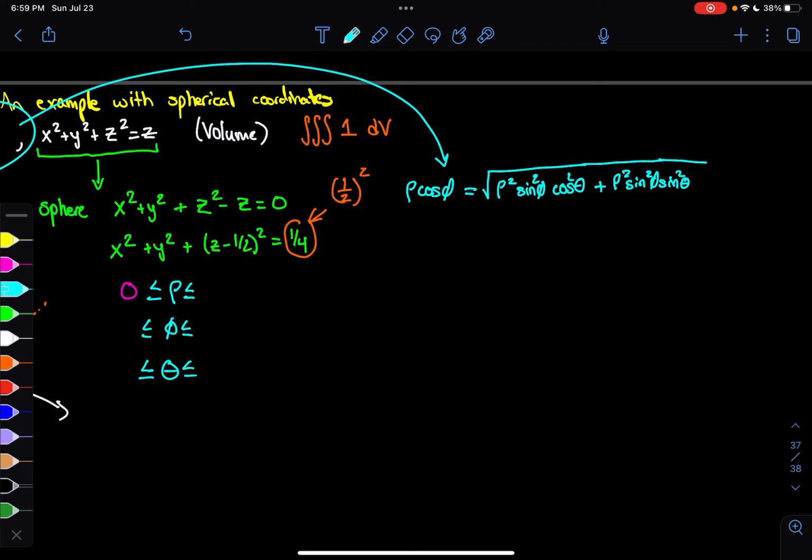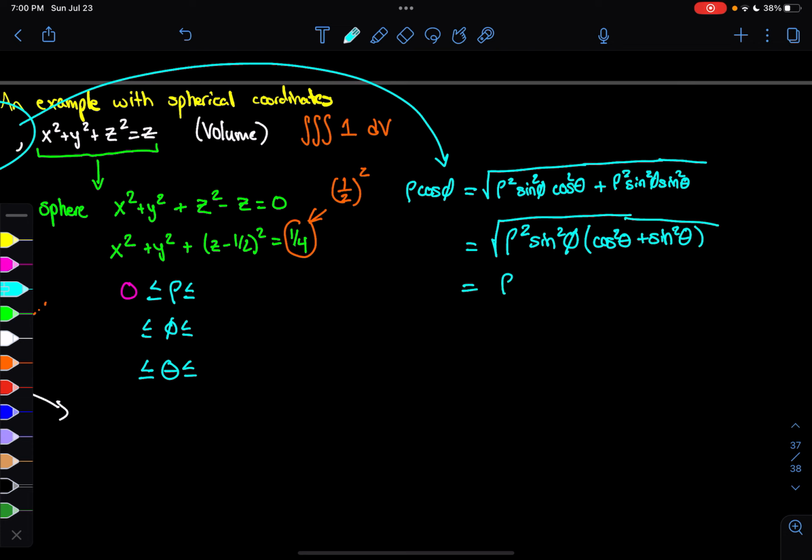Let's see, we can factor out a rho squared and a sine squared of phi, right? So we have rho squared sine squared phi, and then times, what are we left with? Well, cosine squared theta plus sine squared theta, and last time I checked, that's just equal to 1. And so this should simplify to just rho sine of phi.